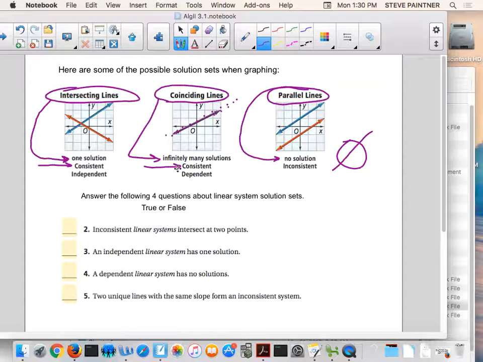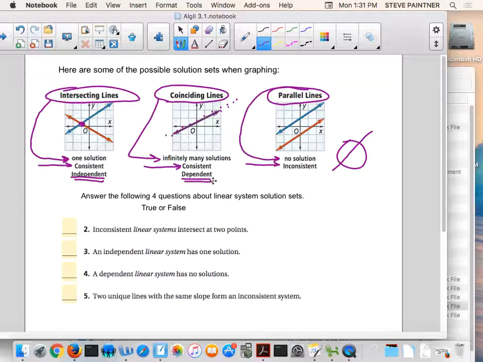When you get no answers, they call it what? Inconsistent. So it's consistent, and then inconsistent when there's no answers. It has to be this system right here. Memorize it, because they're going to ask you questions about it. And then they call one answer an independent system. They call millions and billions of answers, they call that a what system? Dependent. A dependent system.